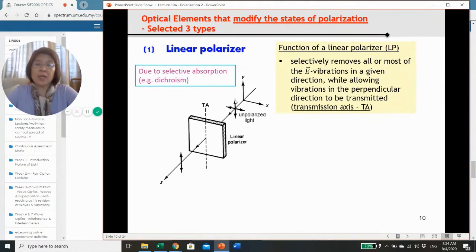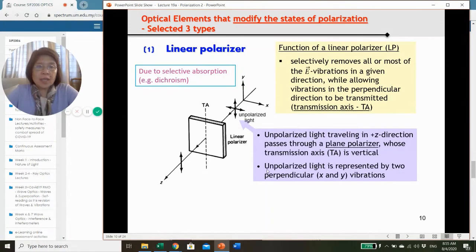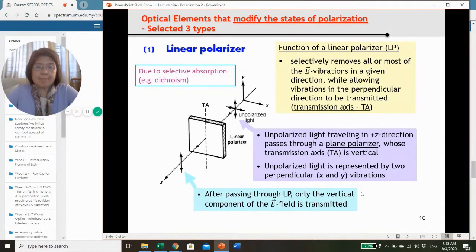So here we represent, using that simplistic representation, unpolarized light, represented by 2 orthogonal components here. So when it passes the linear polarizer, this component will be totally cut off, so only the vertical component will be allowed to pass through. Okay, so we produce polarized light.